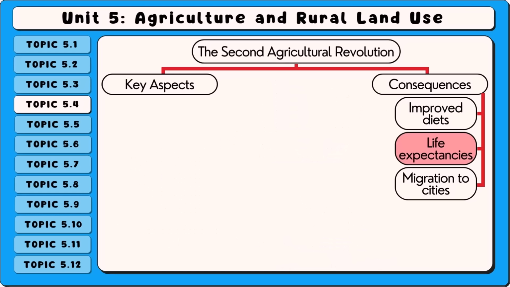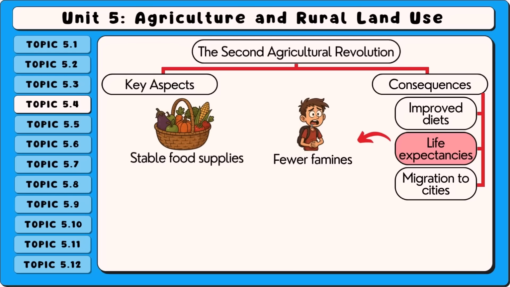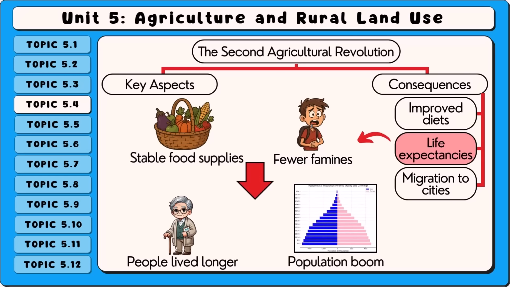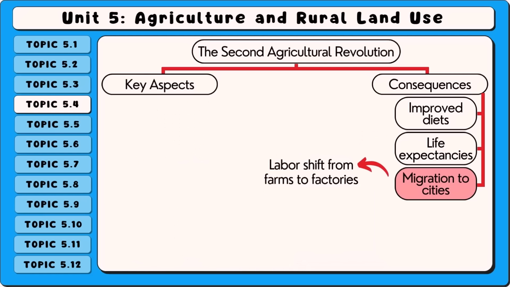The second consequence was longer life expectancies. With fewer famines and more stable food supplies, people lived longer. This helped fuel a population boom in Europe during the 18th and 19th centuries, which created a growing workforce for new industries. The third consequence was a labor shift from farms to factories.